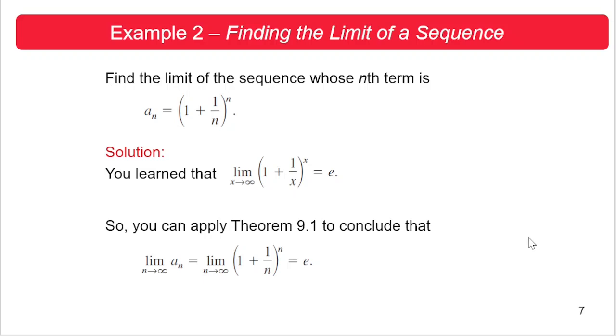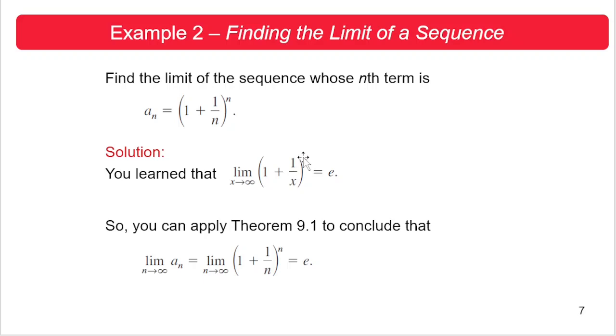As an example, suppose we are asked to find the limit of the sequence whose nth term is given by a sub n equals 1 plus 1 over n, quantity raised to the n power. To define the function, we replace all the n variables by x to get 1 plus 1 over x, quantity raised to x. If you recall in Calculus 2, under the topic of indeterminate forms, when you evaluate the limit of 1 plus 1 over x, quantity raised to the x power, as x approaches infinity, the limit of this function is indeterminate. This is infinity raised to infinity.